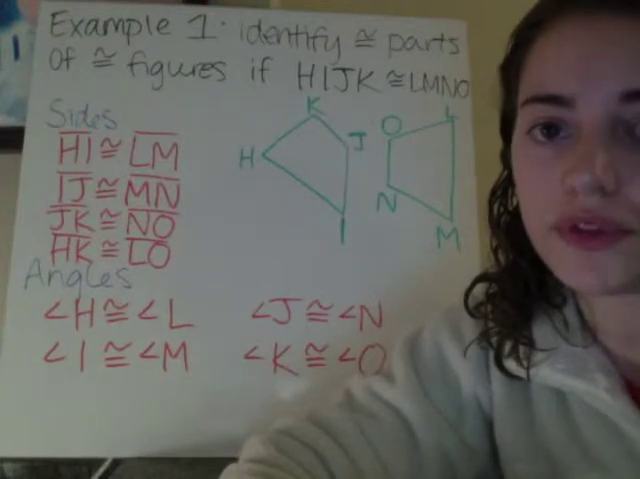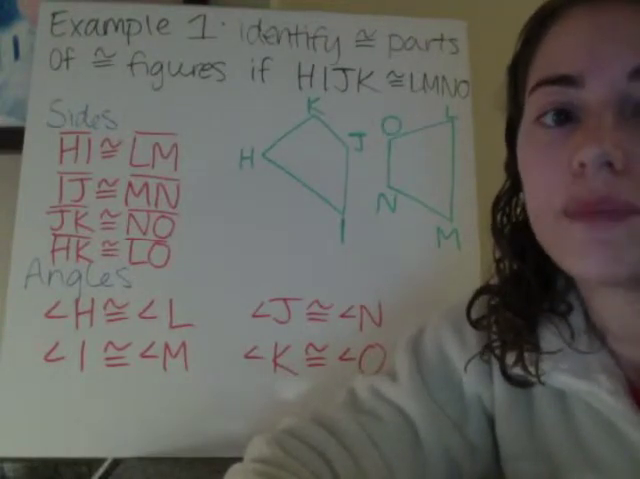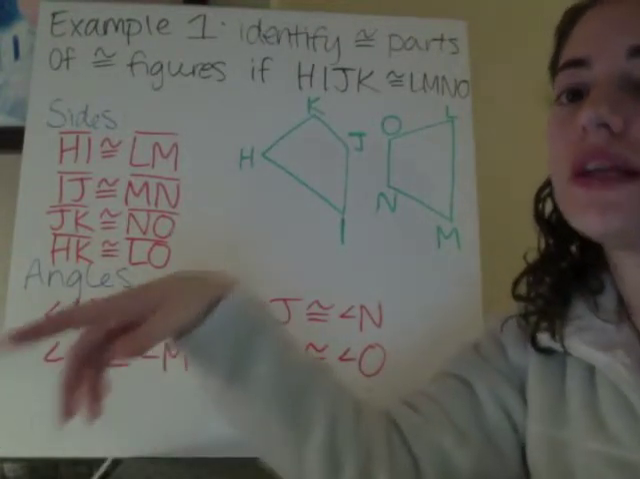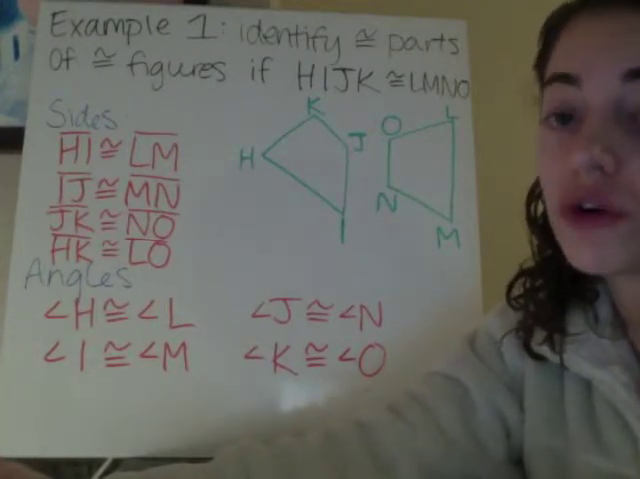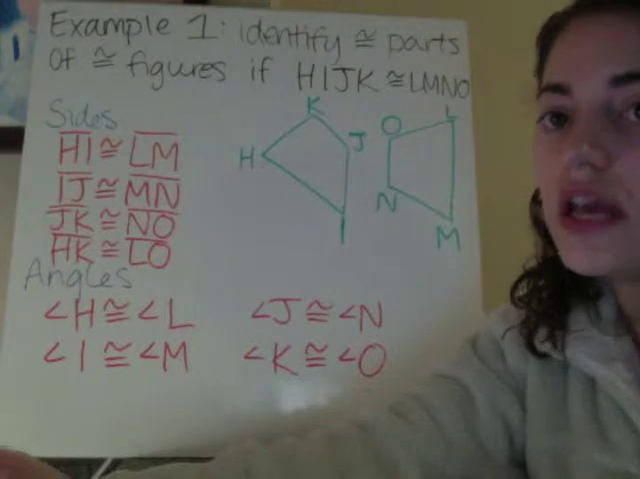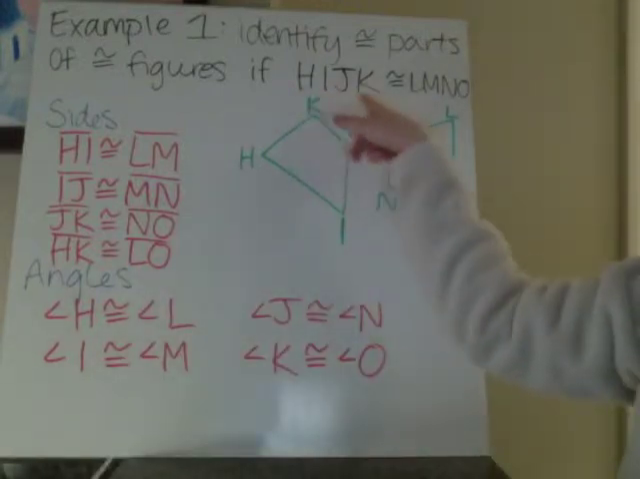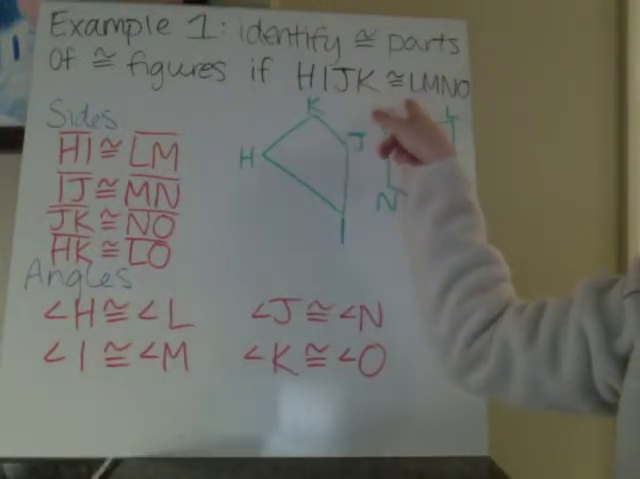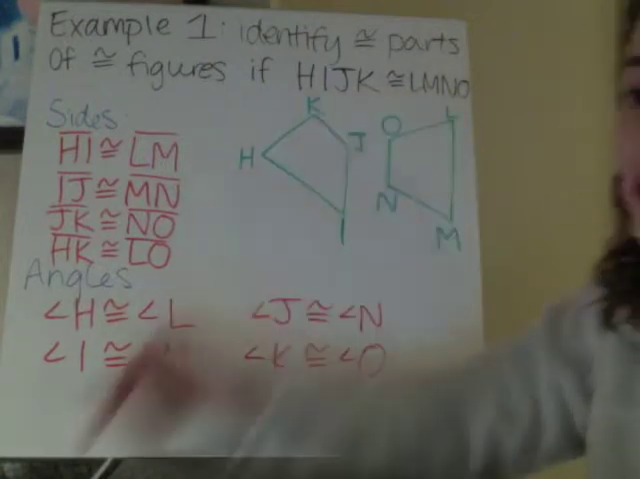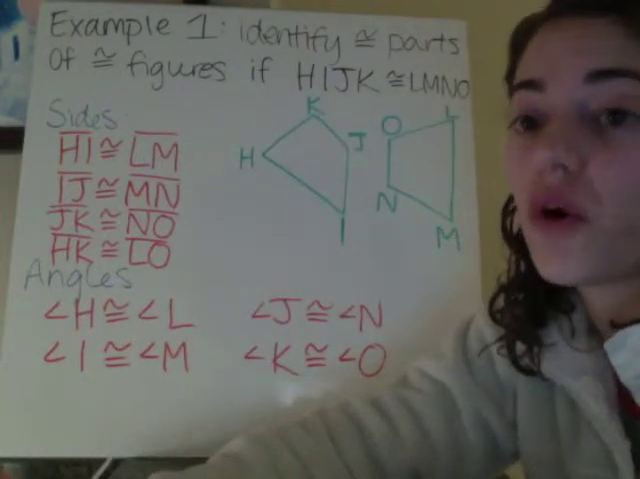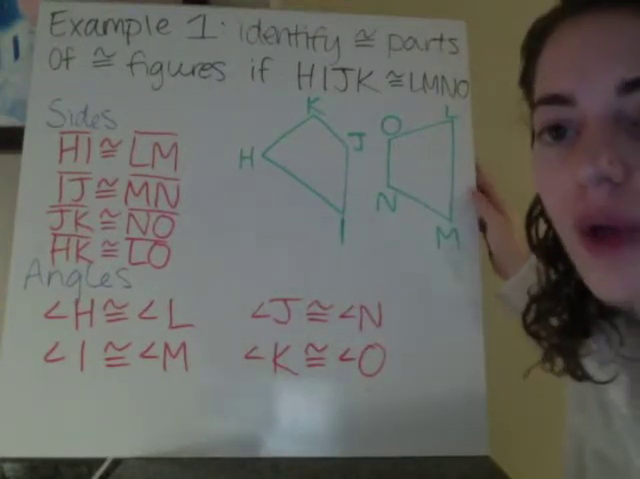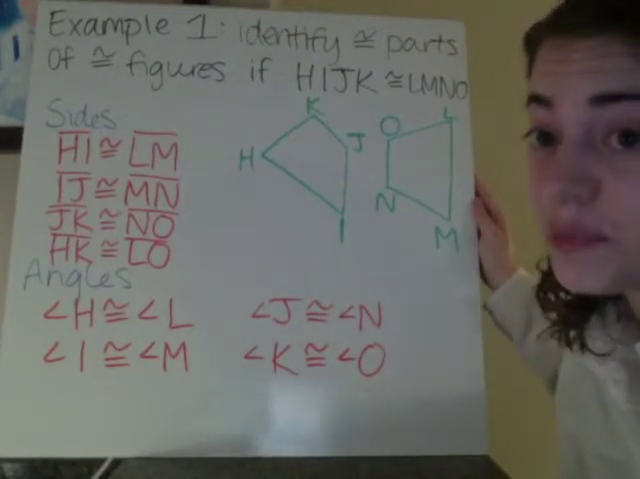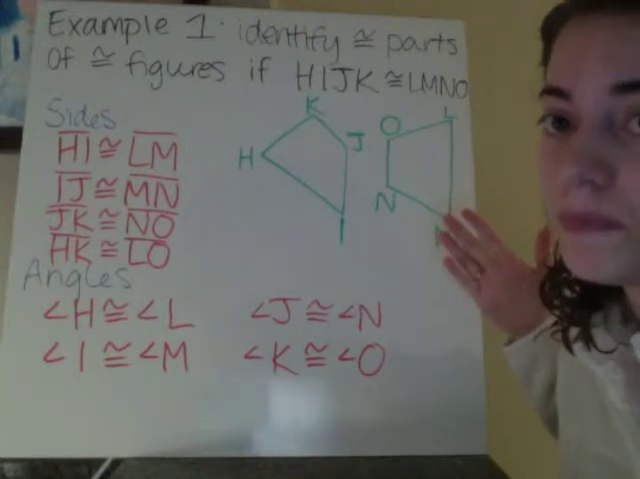Let's look at a few examples. In example 1, we are asked to identify the corresponding parts of congruent figures if HIJK is congruent to LMNO. These are quadrilaterals, and we know that because they have four vertices. I've drawn a picture here, and you have one on your handout, but I don't even need the picture in order to complete this problem.